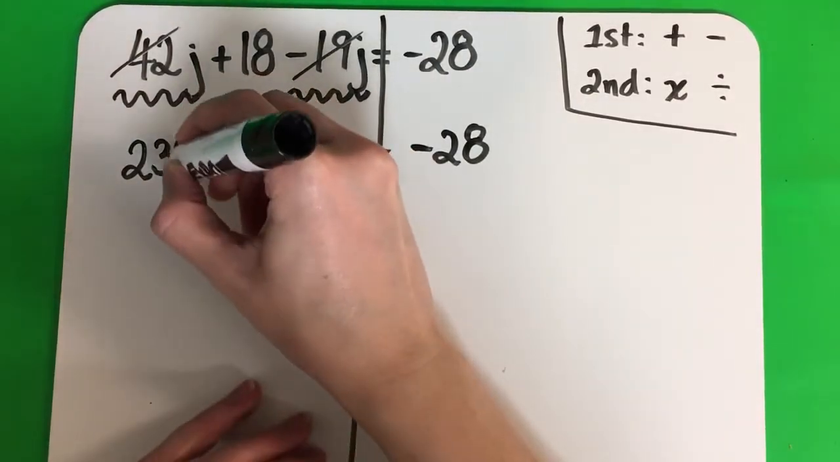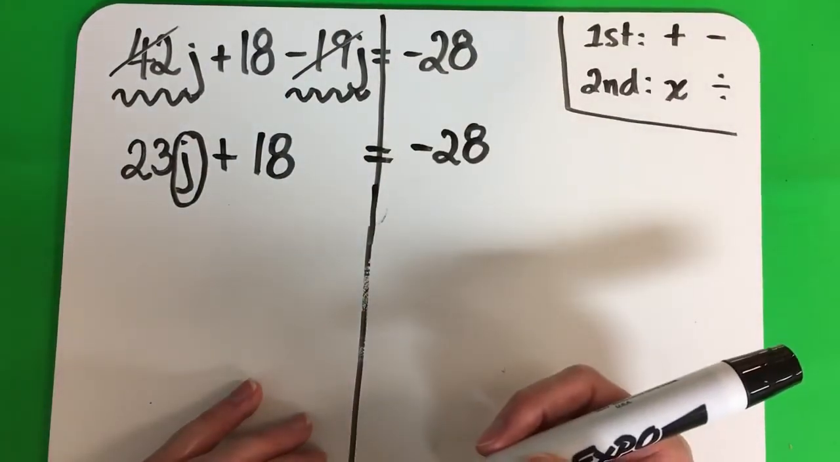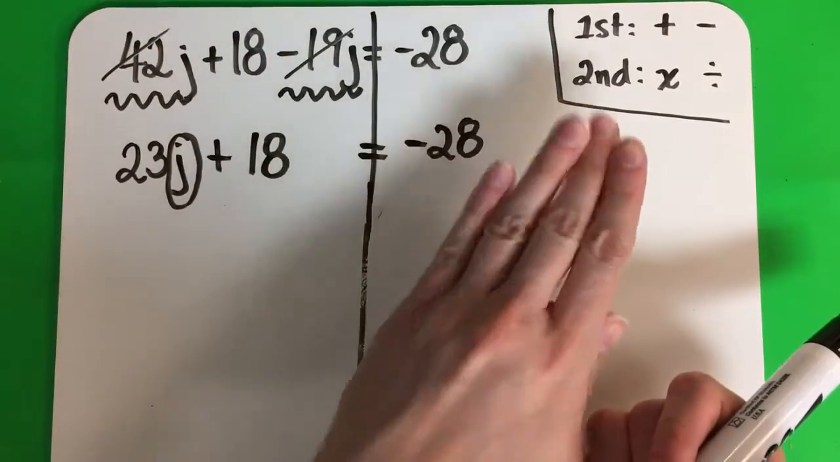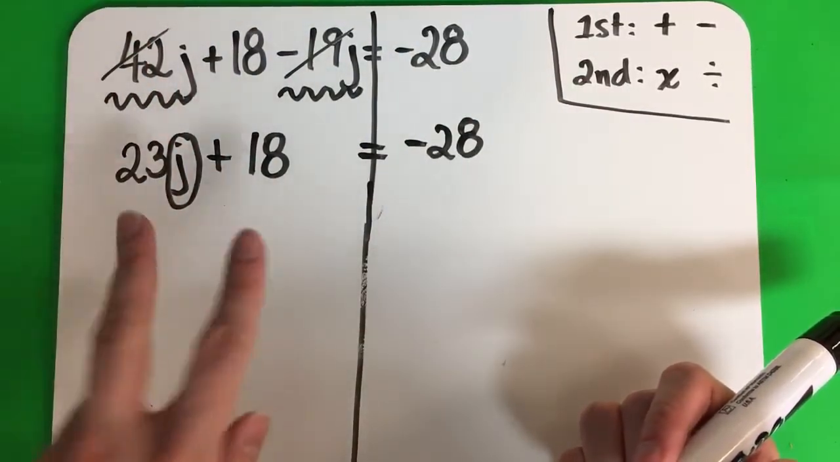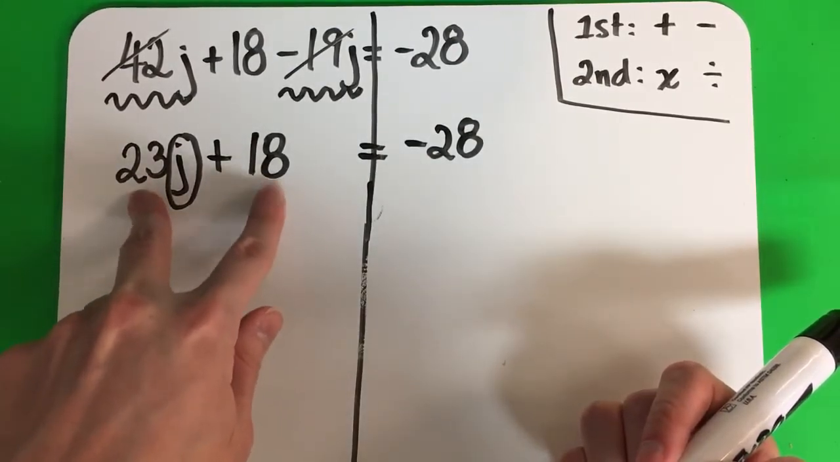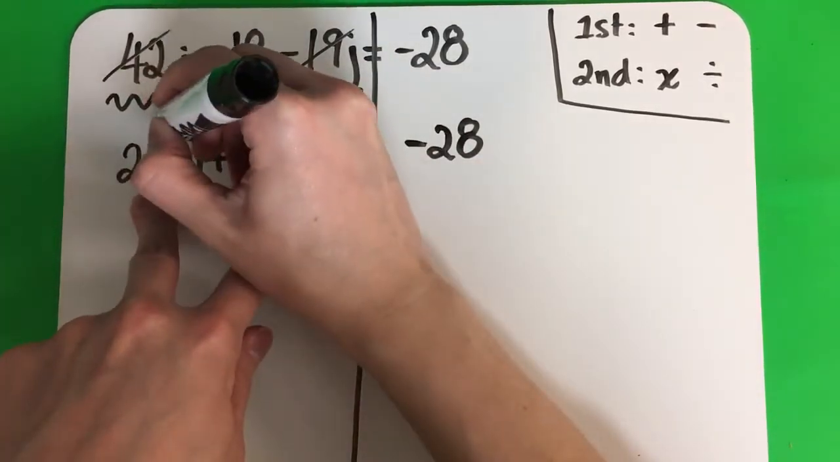So that's J. And where is J? ¿Dónde está J? Left or right? It's on the left. Está en la izquierda. What numbers on the left? ¿Cuál números están en la izquierda? 23 and 18. So these two right here.